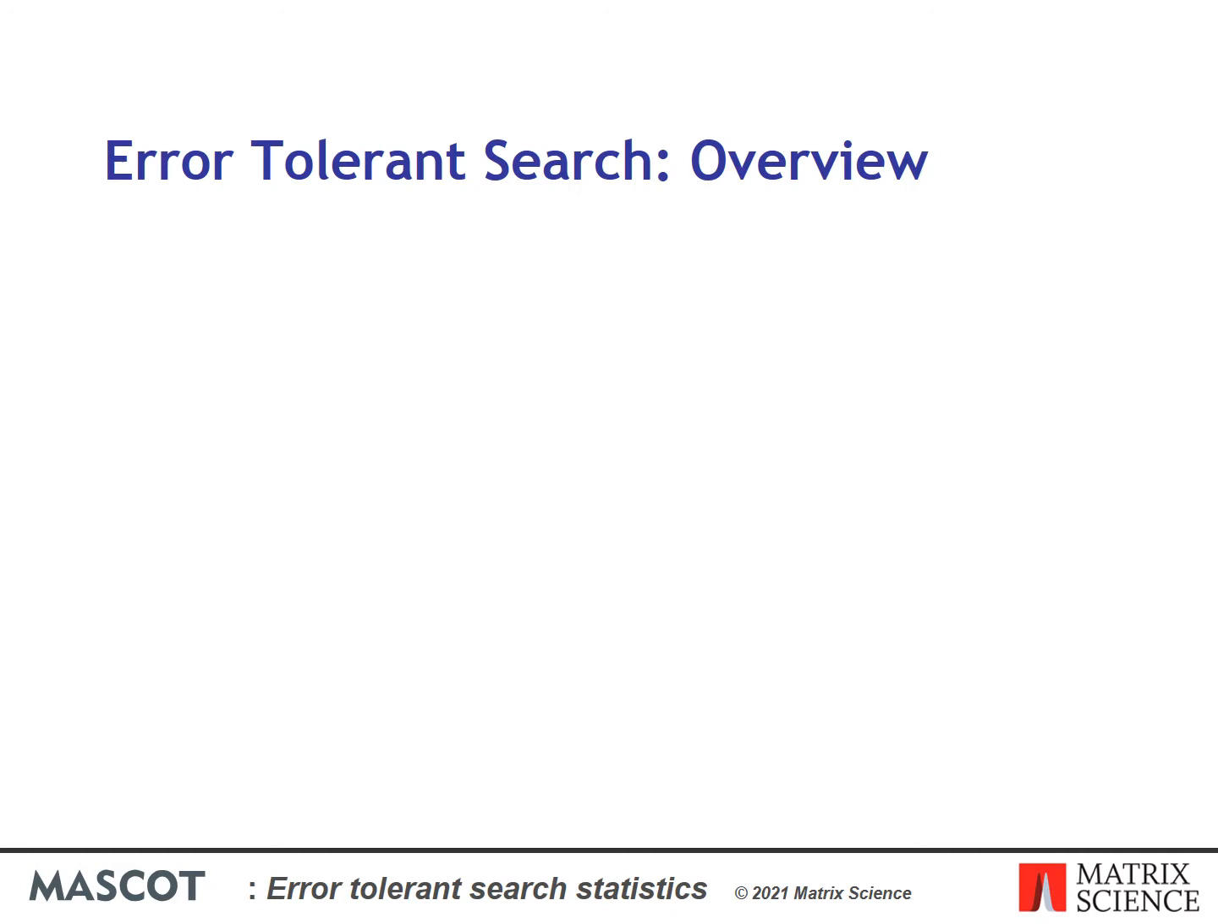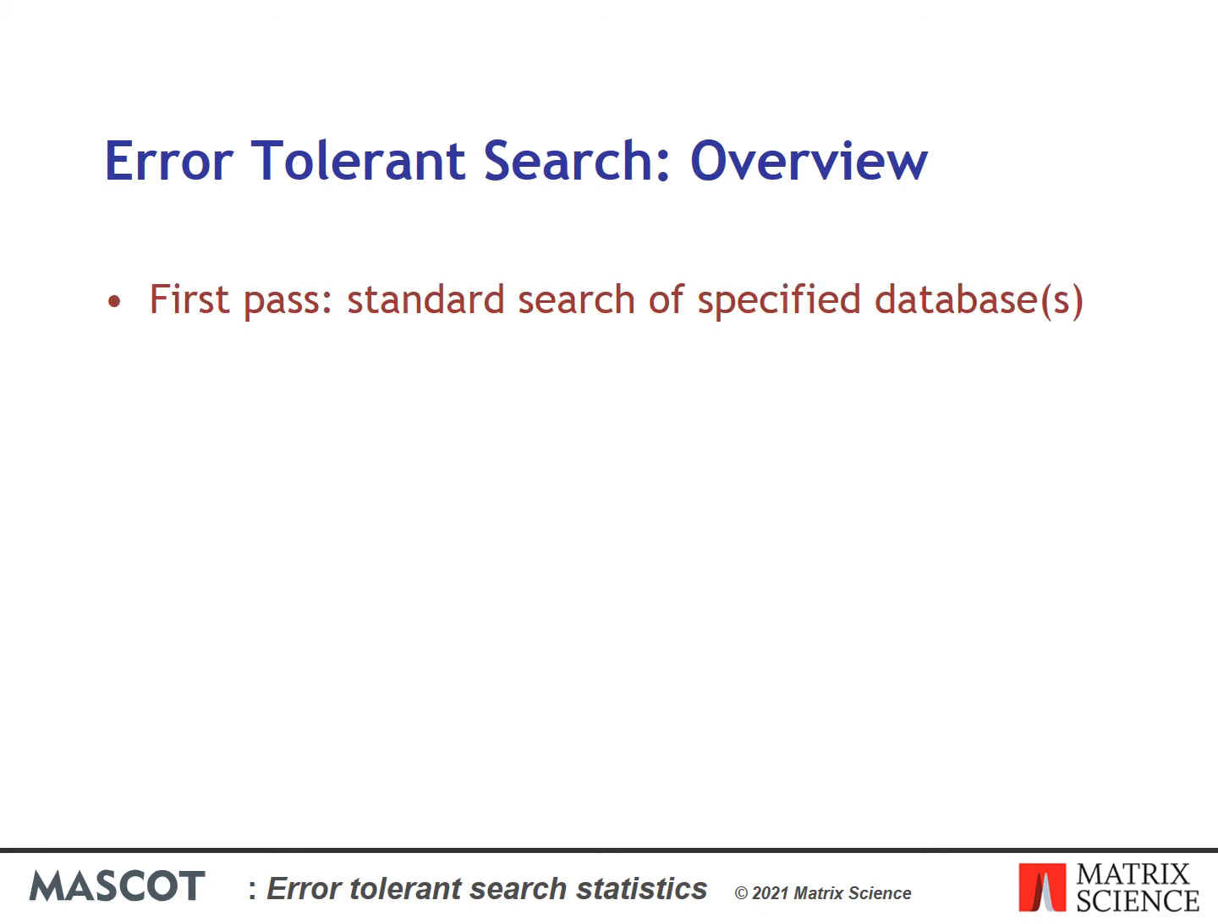An error-tolerant search is the most efficient way to find unsuspected modifications, non-specific cleavage products, and sequence variants. It's a two-pass search. In the first pass, we perform a standard search of the selected databases. We then select only those database entries that contain one or more significant peptide matches.